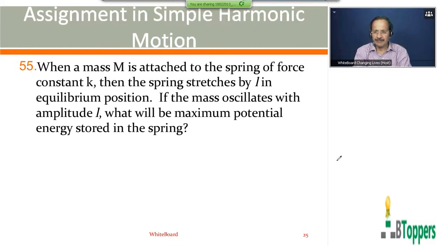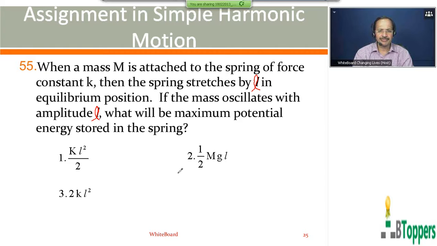See the next question, question number 55. The mass capital M is attached to a spring of force constant K. Then the spring stretches by small l. Here you write small letter l. In equilibrium position, if the mass oscillates with amplitude small l, what will be the maximum potential energy stored in the spring? First option KL square by 2, second option half mgl, third option 2KL square, fourth option mgl. Come on, take a pause and try this question.